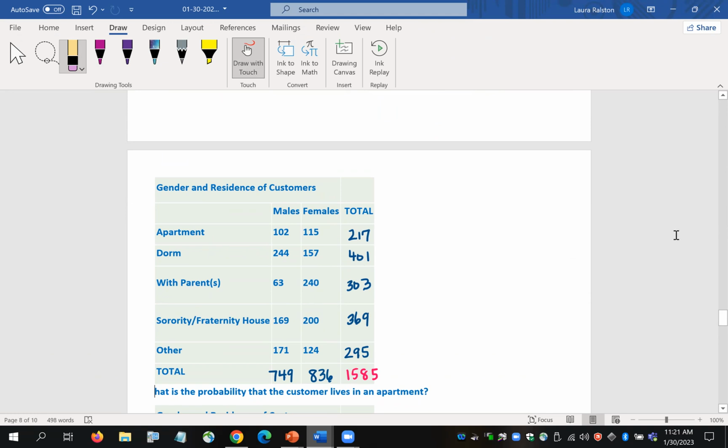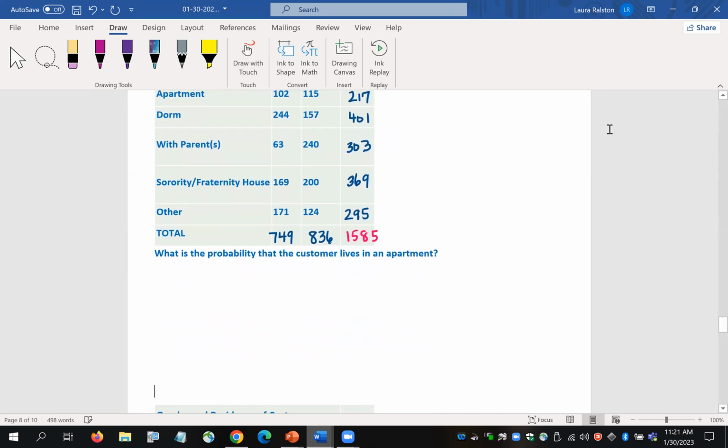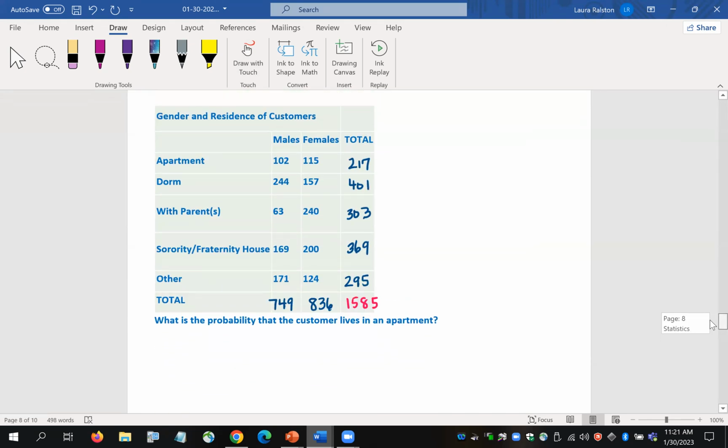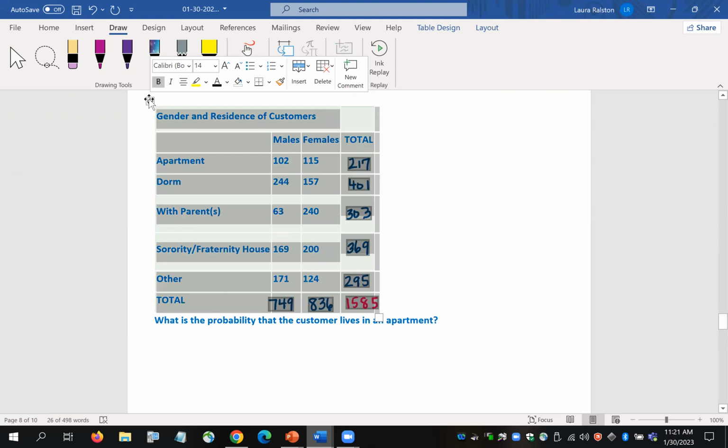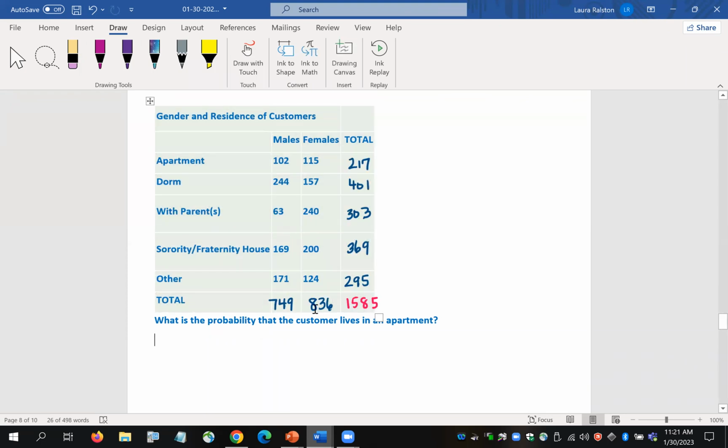Okay, the next question is, what is the probability that a customer lives in an apartment? So you have the same contingency table. I just copied and pasted it. Let me copy it again. And now I'm focusing on the fact that they live in an apartment.